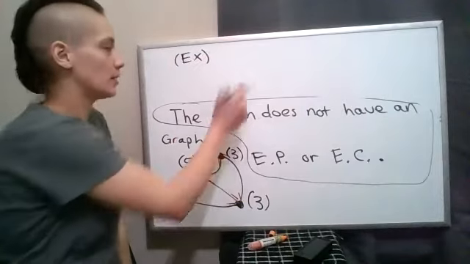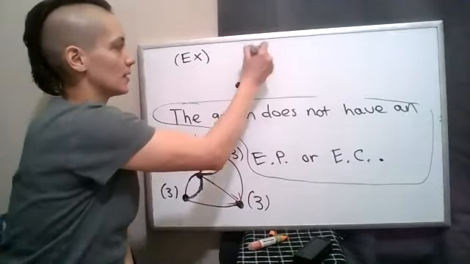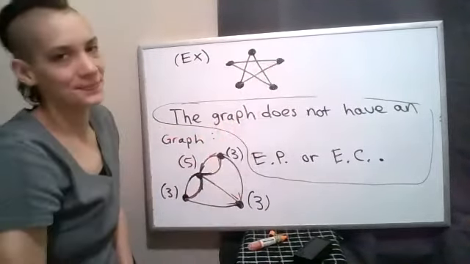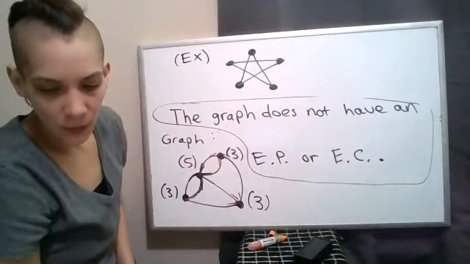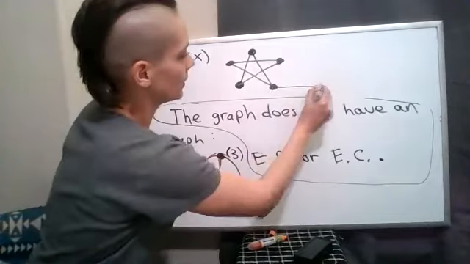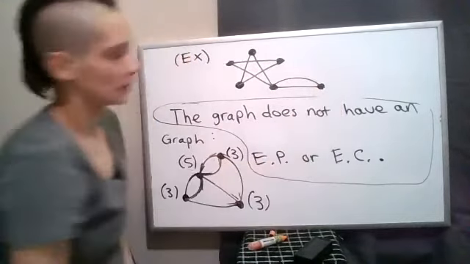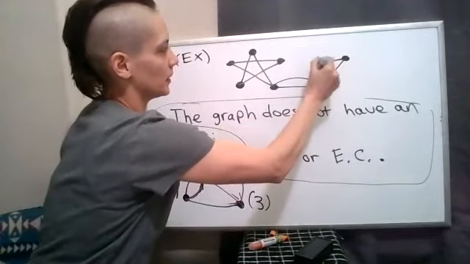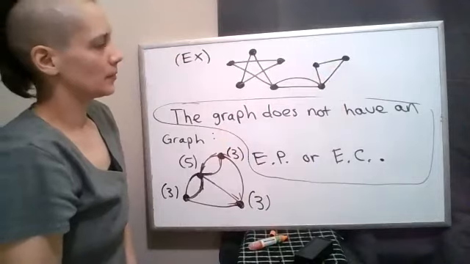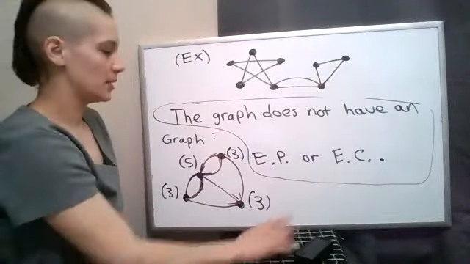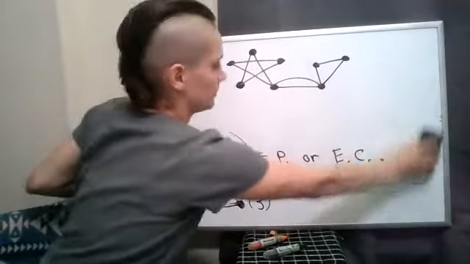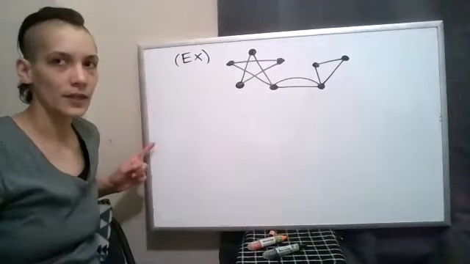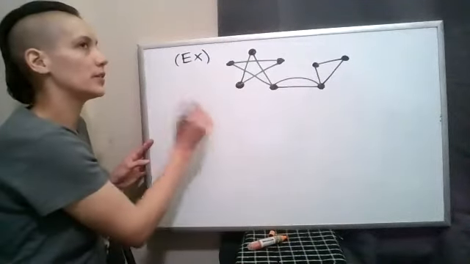So there's a star like this. We are going to go over and over and across, over, over. Okay. Might even just stop there. Let's give that a go. Looking for an Euler path or Euler circuit.